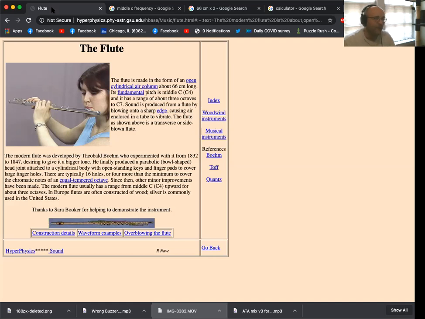And one thing that we'll discover a little bit later is that for a tube that is open on two ends, the fundamental frequency that it plays, the wavelength is exactly double the length of the tube. So the flute is essentially a 66 centimeter tube. So if you double that length, you get 132 centimeters. And when played around room temperature, that will give you a frequency of middle C.